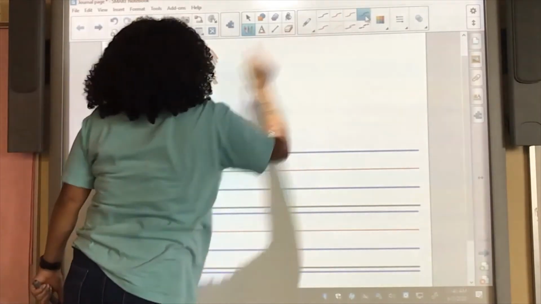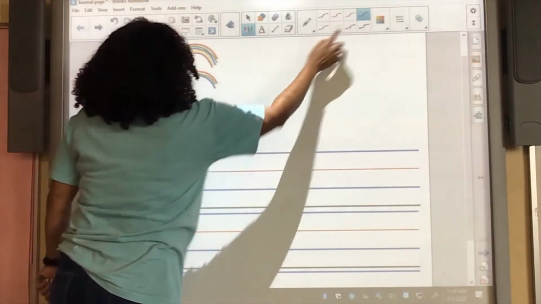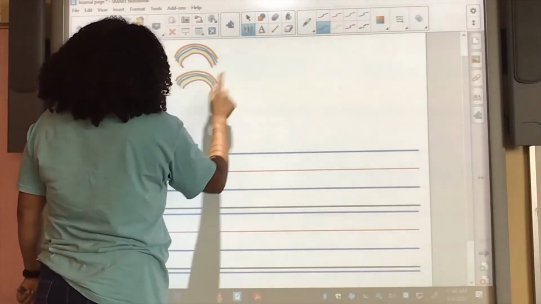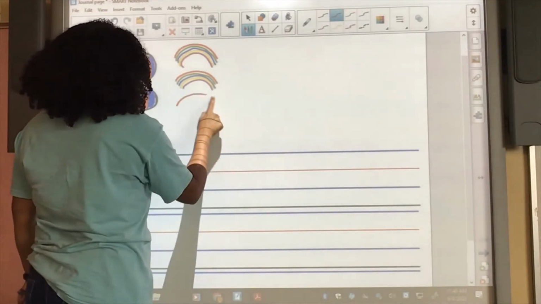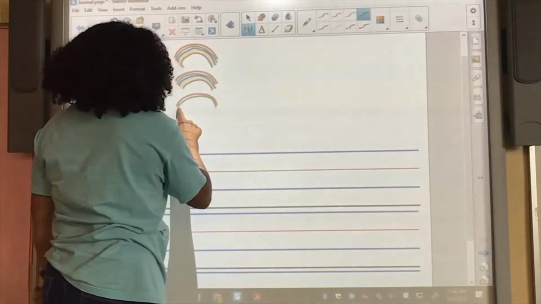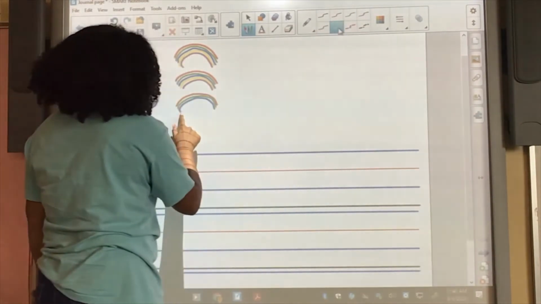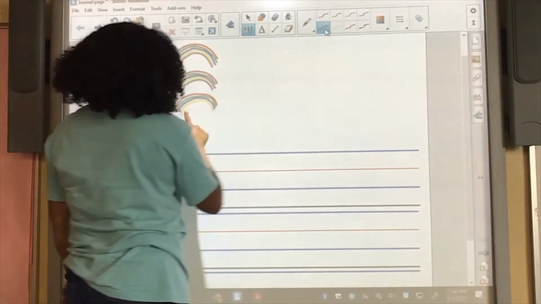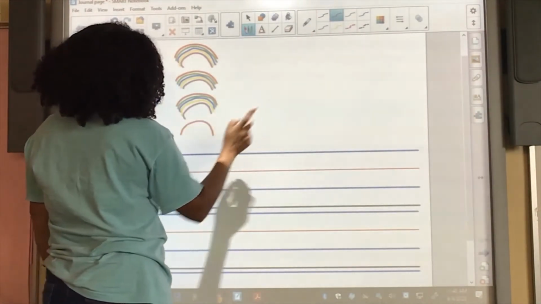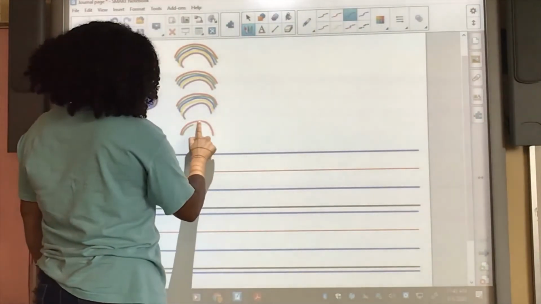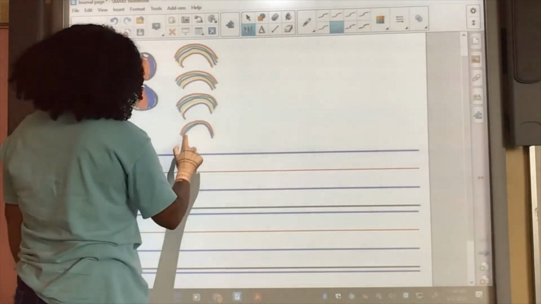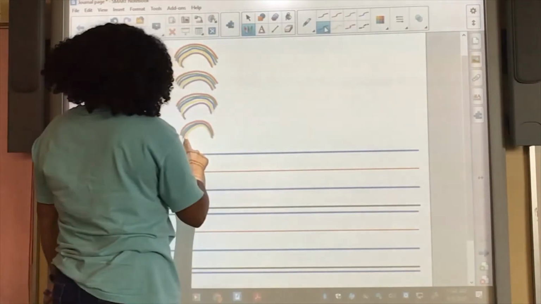Here's my second rainbow. I need 2 more rainbows. How are your rainbows looking? Good? Purple. All right, I need 1 more rainbow. I'm almost done. And purple.